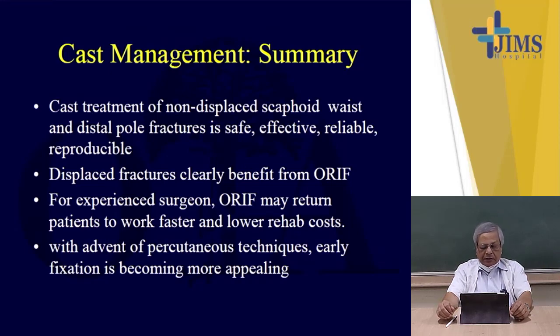For experienced surgeons who do it regularly, wrist surgeons or upper extremity surgeons, open reduction internal fixation may return patients to work faster and lower rehabilitation costs, because typically a scaphoid fracture being treated conservatively by plaster immobilization requires at least 10 weeks of plaster immobilization, 2.5 months. So, open reduction internal fixation may return patients to work faster.